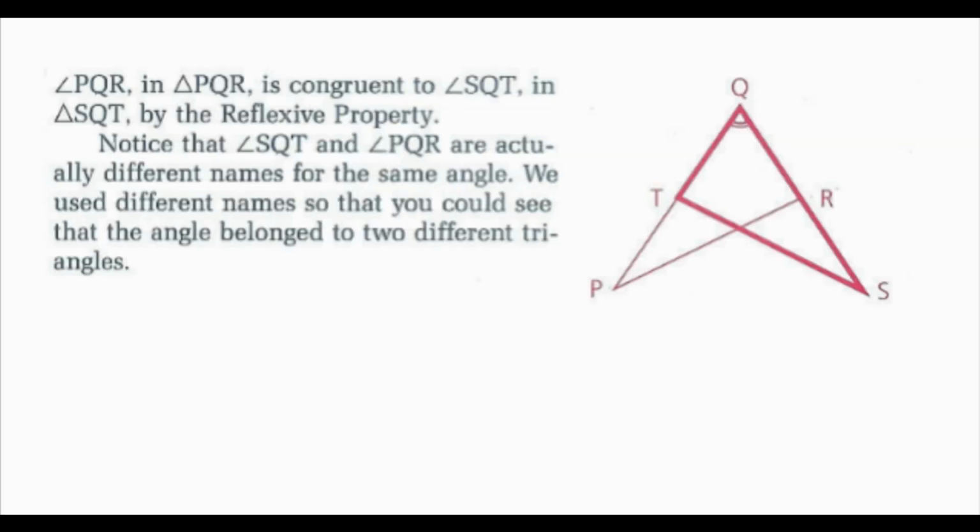Now looking at the reflexive property when I'm talking about two angles, notice I have two triangles here, but they're overlapping. So I have triangle STQ, and then I have triangle PQR. Notice that angle PQR and angle SQT are two names for the same exact angle. So I can show that these angles are the same by using the reflexive property.